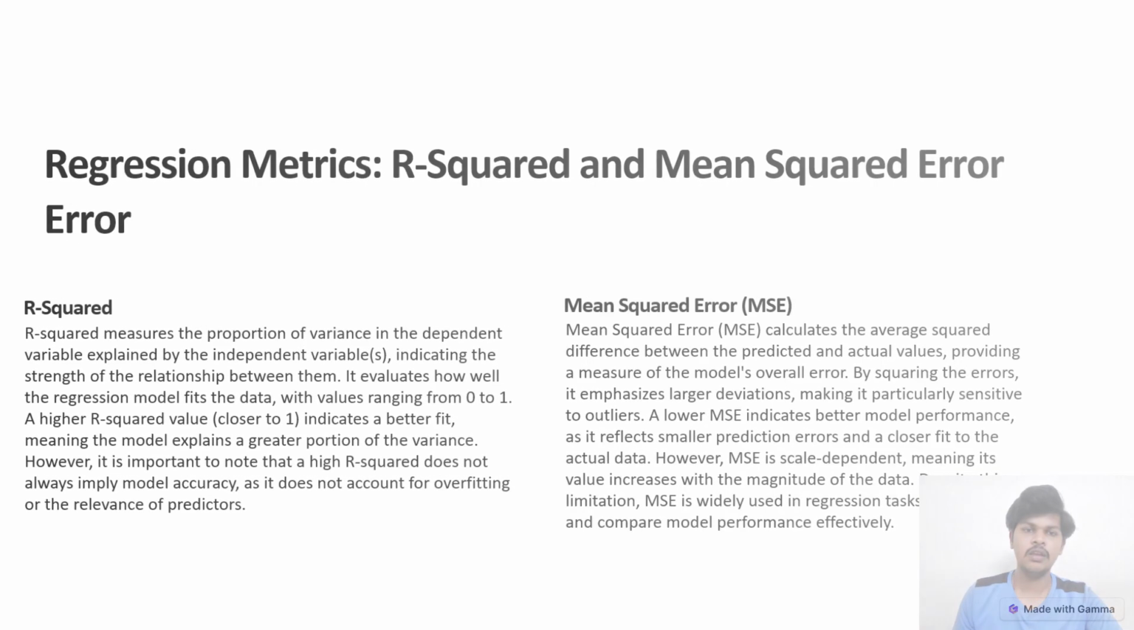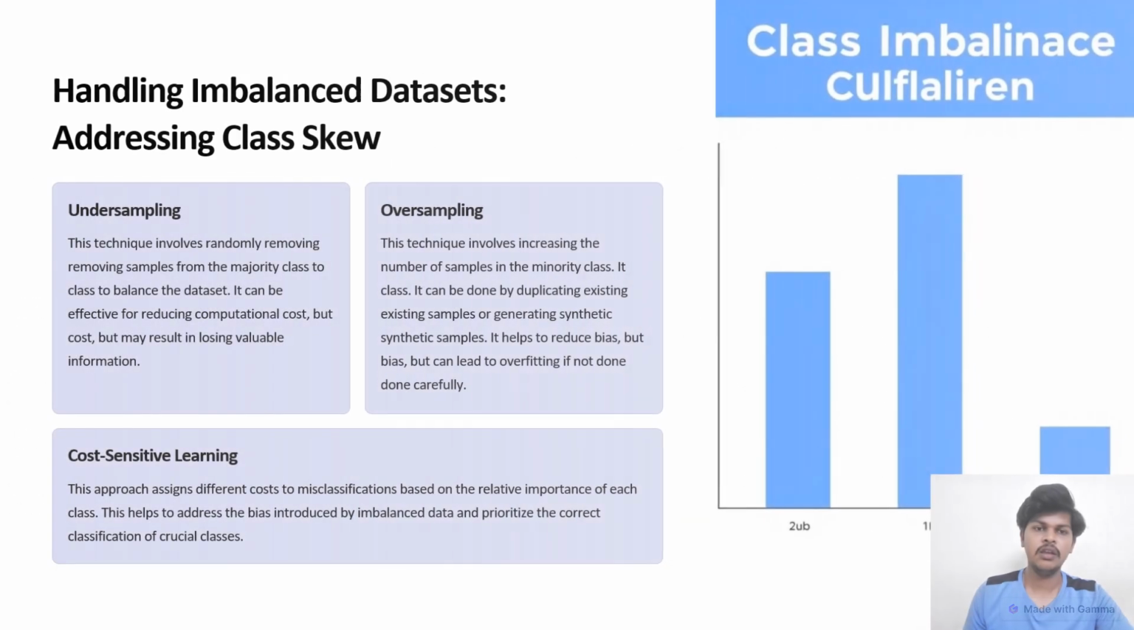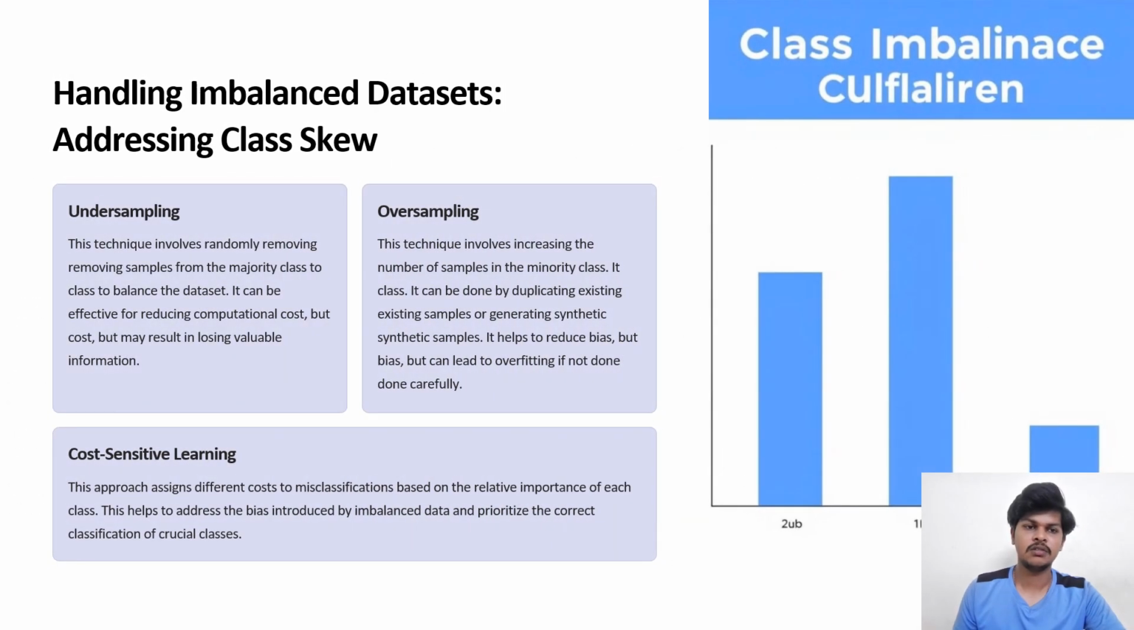Handling imbalanced data, addressing class imbalance. Undersampling. This technique involves randomly removing samples from the majority class to balance the dataset. It can be effective for reducing computational cost, but may result in losing valuable information.